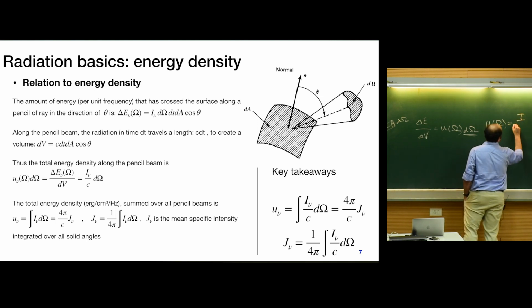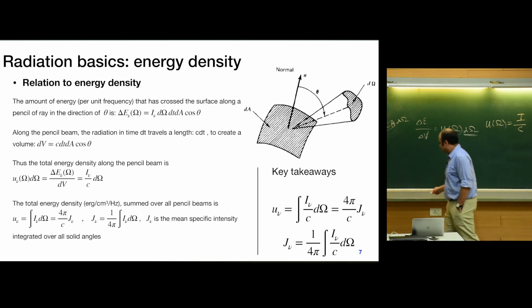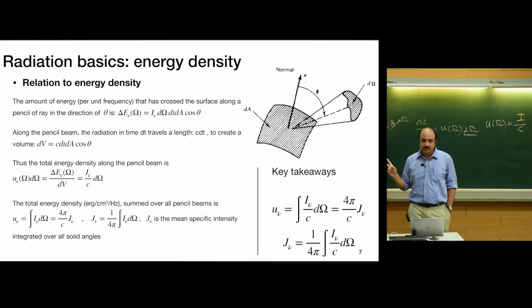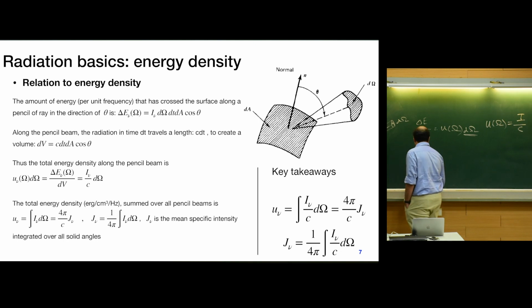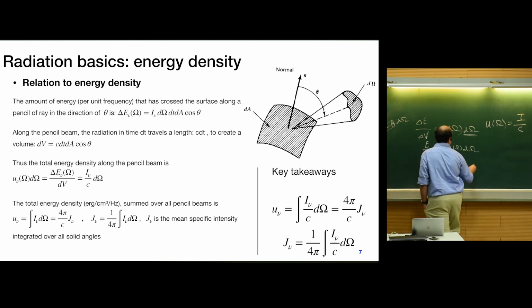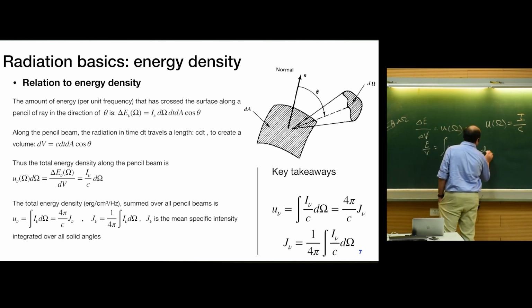U omega is intensity by c. Do remember that these are still functions of frequency. So it's I nu because it's intensity, energy per unit frequency. So u omega is also a function of frequency. So to get the total energy density, you have to integrate. So total energy density, energy per unit volume, E by V, would be the integral of the u omega over solid angle and over frequency.